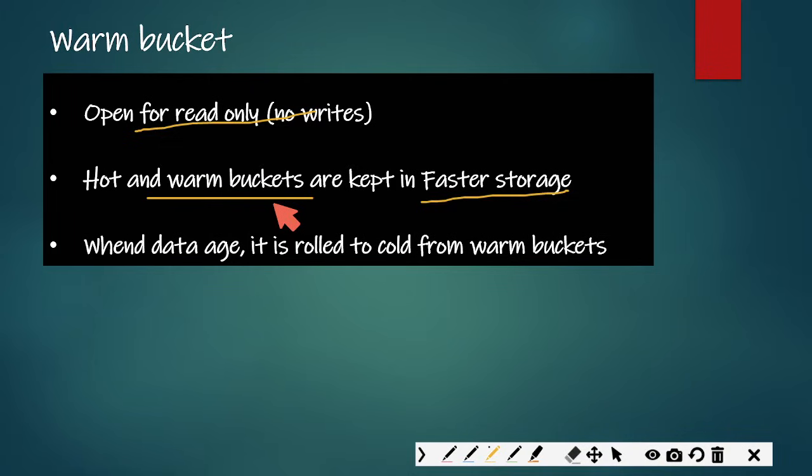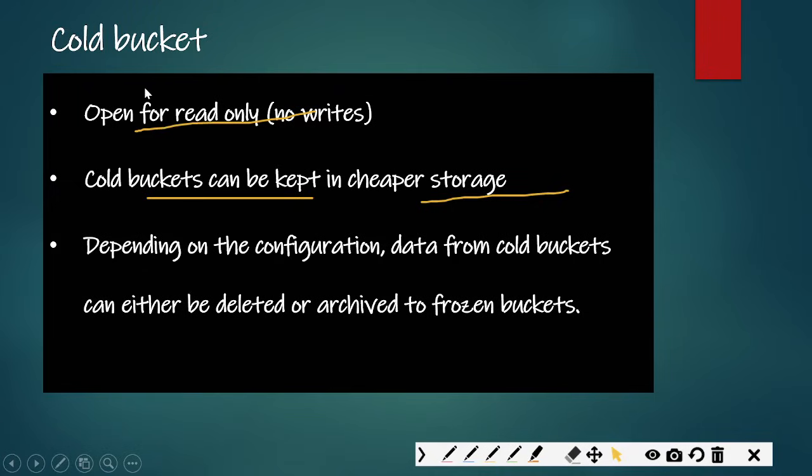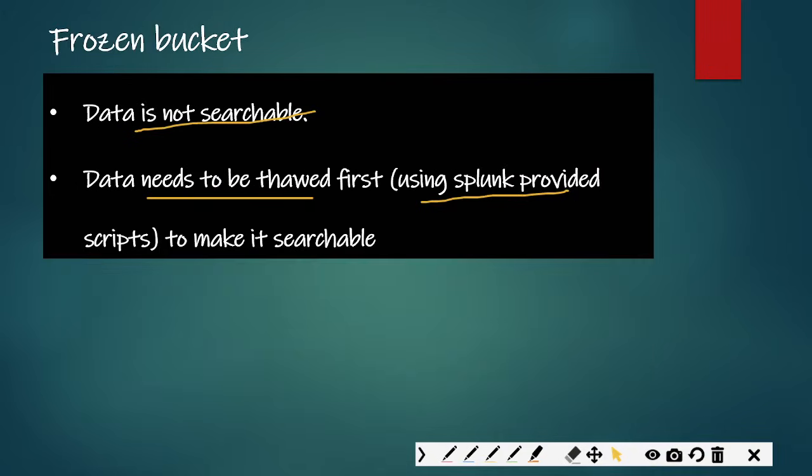hot and warm buckets are usually kept in the faster storage. Cold buckets again are only open for read-only operations. You can utilize a cheaper kind of storage, and depending on the configuration, data from cold buckets can either be deleted or archived to the frozen buckets, which we were looking at.